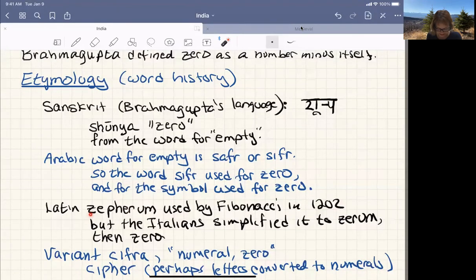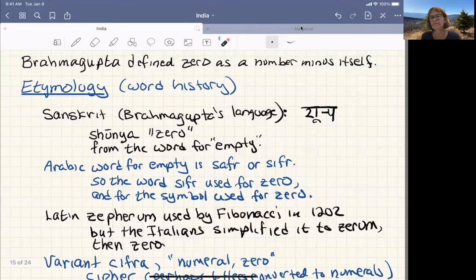Then in Latin, Zephyrum was used by Fibonacci. So the Italian mathematician Fibonacci used the word Zephyrum in the year 1202. But then the Italians simplified this to zerum, or later 0. And so that's where we get our word for 0. It comes from the Sanskrit via Arabic to Latin and then later to us.